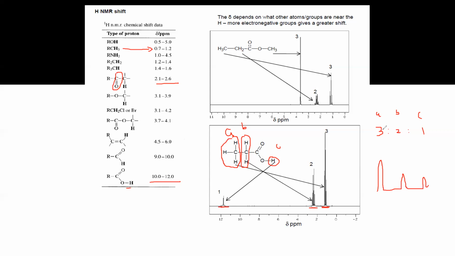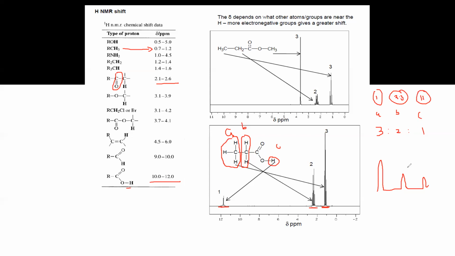First thing you recognize: I will get a chemical shift for environment A around 0.7 to 1.2. I can draw anywhere, for example at 1. Then for B, it will be from 2.1 to 2.6. For example, I will draw at 2.3. It's up to you where you want to draw. And for C, it is from 10 to 12, so I can draw it around 11, or anywhere in this range.